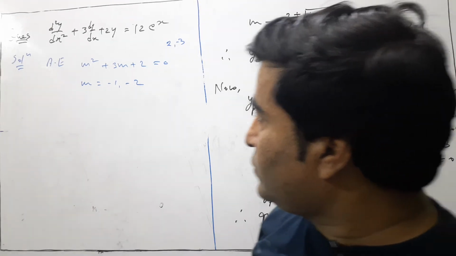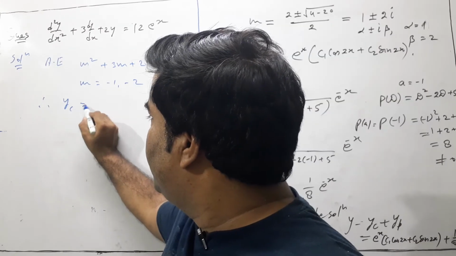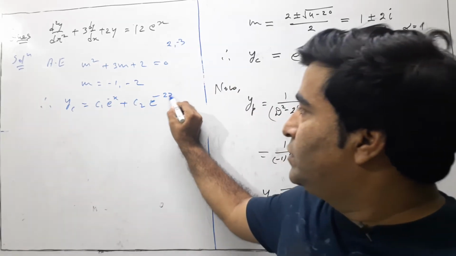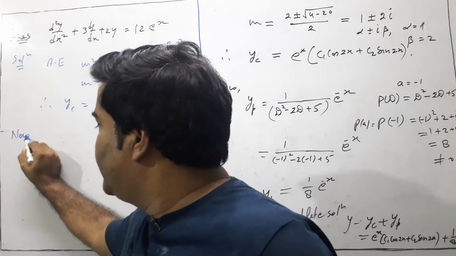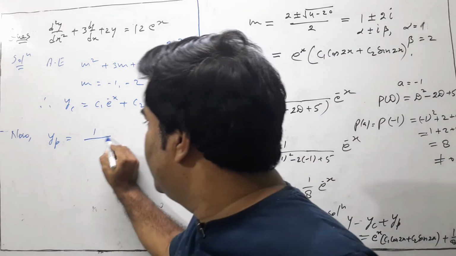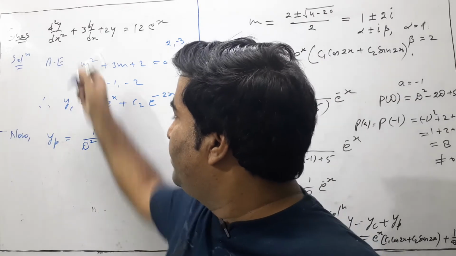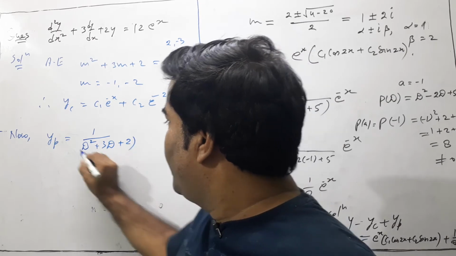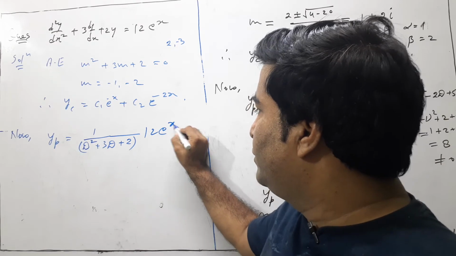Therefore the complementary function is yc = c1 e^(-x) + c2 e^(-2x). And now we calculate the particular integral. It is given as 1 over (D² + 3D + 2), and this operator operates on 12 e^x.